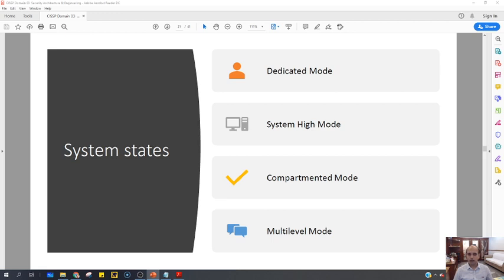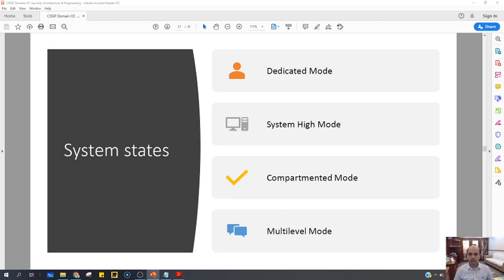In system high mode, the user must have clearance that permits access to all information processed by the system, and should also have access approval for all the data, which is the same as dedicated mode, but the user must have a valid need to know for only some data processed by the system. Then comes the compartmented mode. In compartmented mode, the user must have clearance that permits access to all information processed by the system. Also, access approval for the data they need to access is required, and the user must have a valid need to know for all the data they need to access in compartmented mode. Then the multi-level mode.